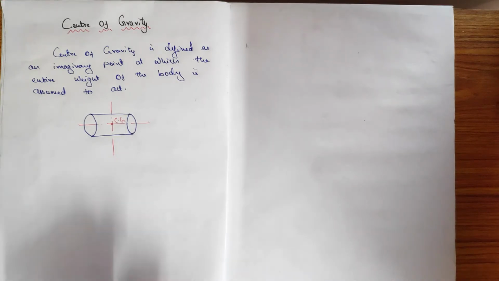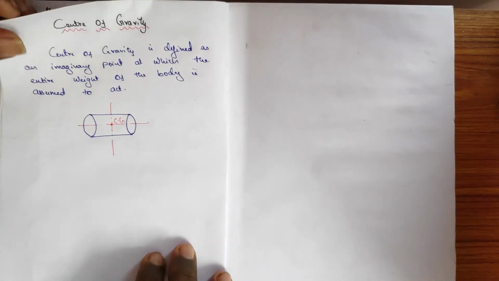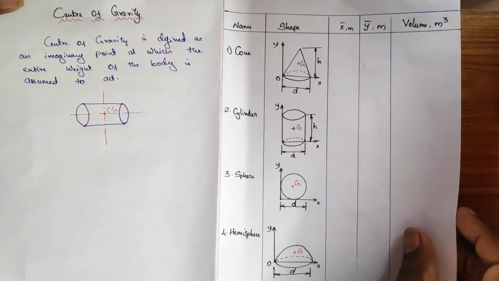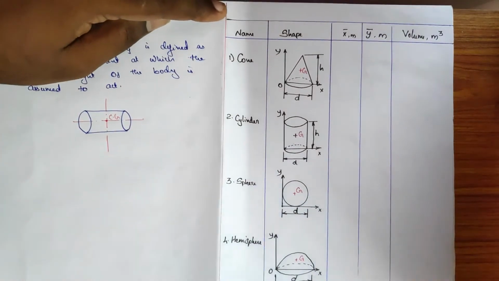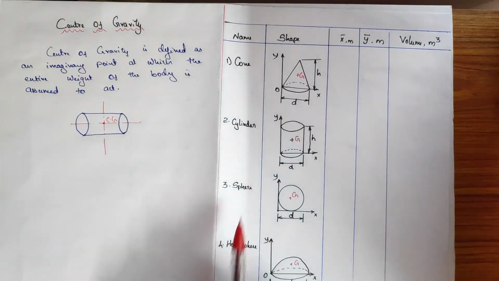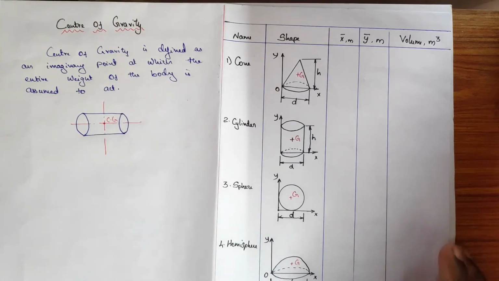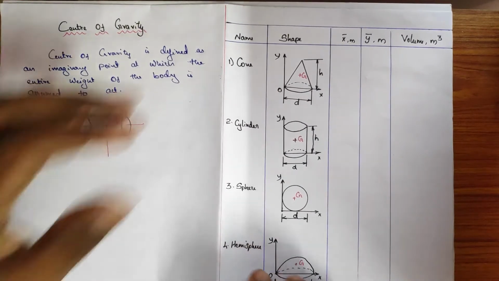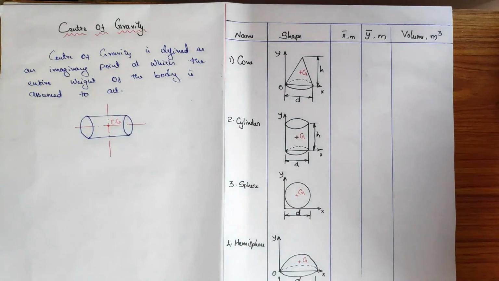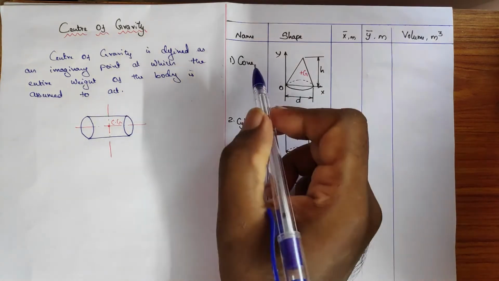Okay, let us know about the formulas of center of gravity for some basic objects like cone, cylinder, sphere, and hemisphere. These are the basic objects. If you know these object formulas, especially x bar, y bar, and volume, then it is much easier to identify the compound structures or compound solids, right? Fine. Let's begin with the cone.